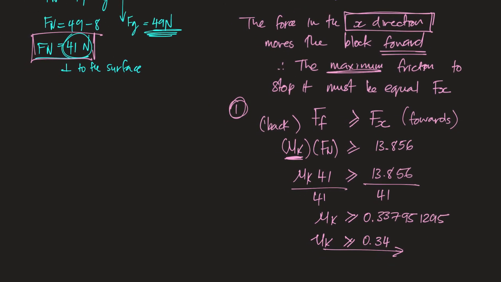So that tells me that if the mu value is greater than or equal to 0.34, then the wagon will not move.